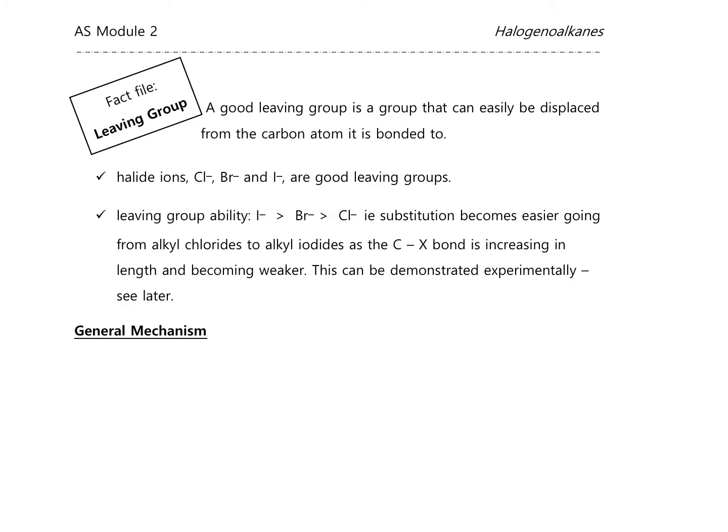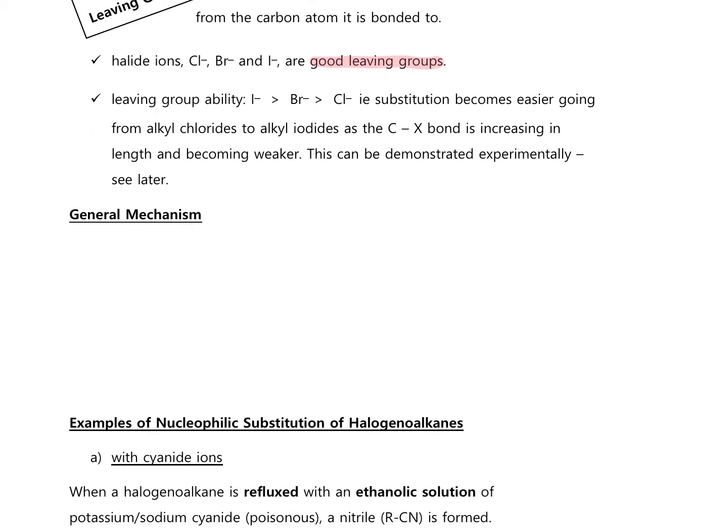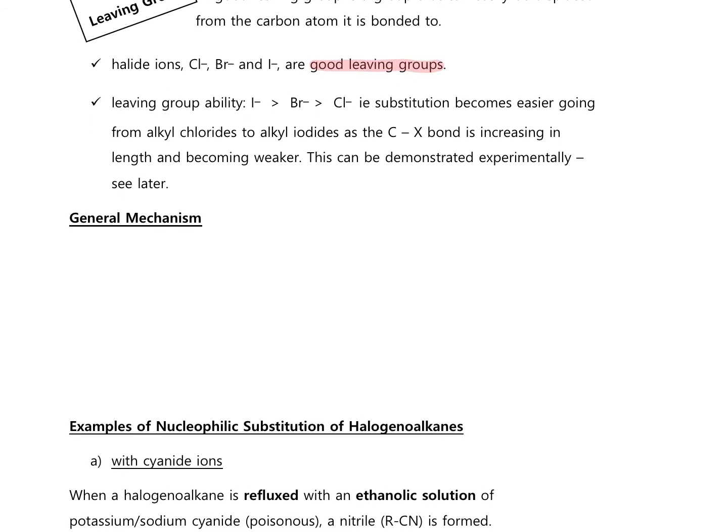So we talk about the halide ion being a good leaving group. It turns out that as we go down the halogens group, the halide ions become better leaving groups, and that's because the carbon halogen bond is increasing in length and becoming weaker, and we'll demonstrate that experimentally later in the topic.